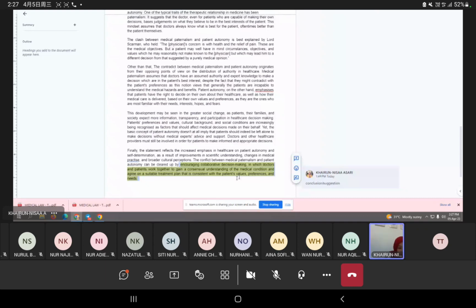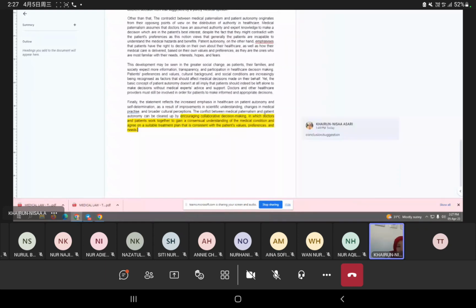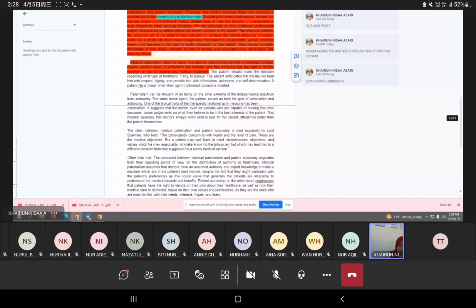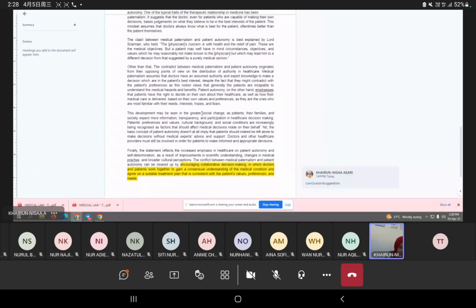Okay, so this group states that the conflict between medical paternalism and patient autonomy can be cleared up by encouraging collaborative decision making, where doctors and patients work together to gain a consensual understanding and agree on a suitable treatment plan that is consistent with the patient's values, preferences, and needs. So this I can accept it, as a suggestion. This is how you draft your conclusion. But everything else, your introduction is okay, your conclusion is okay, your contents, not okay at all.